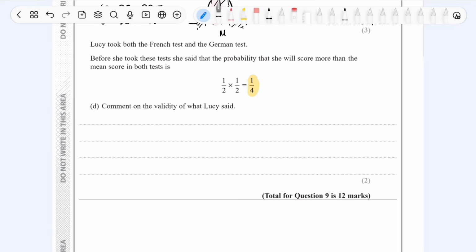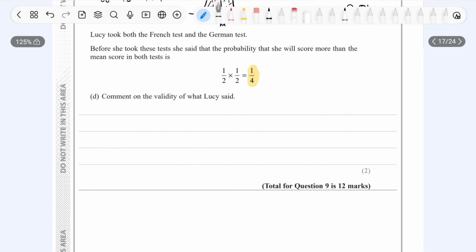If you're doing a French test and a German test, they're naturally linked together, they're languages. If you're going to do a French test and then a German test, you're probably going to be smart. So she's likely to score higher on both tests, and this is because she takes 2 languages. So what I would say is that it's unlikely to be valid because it assumes independence.